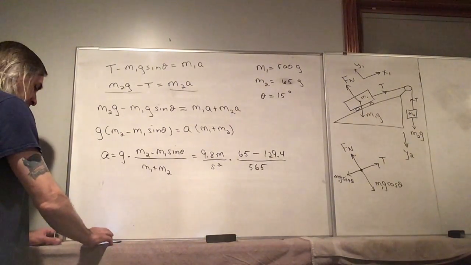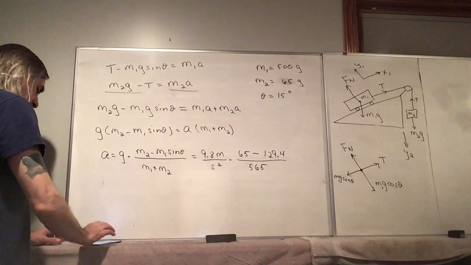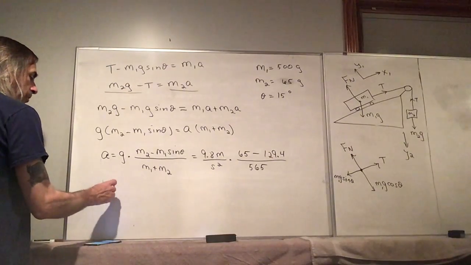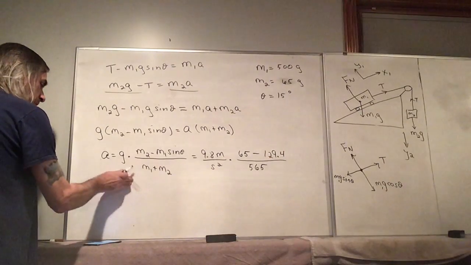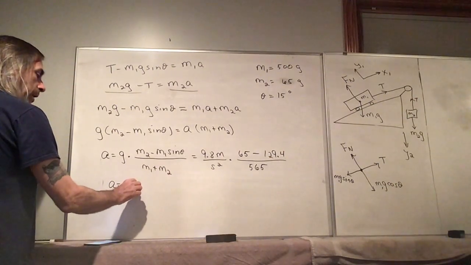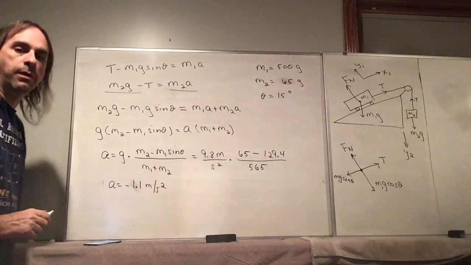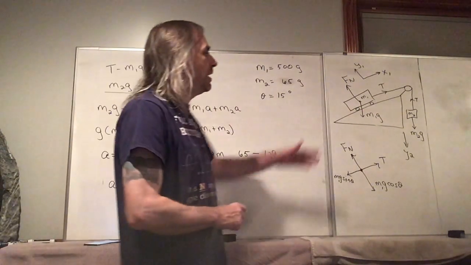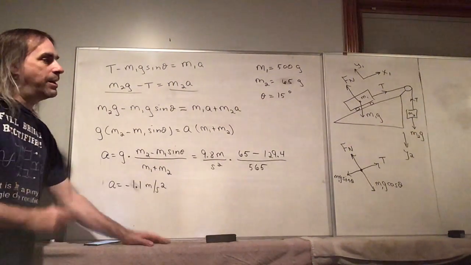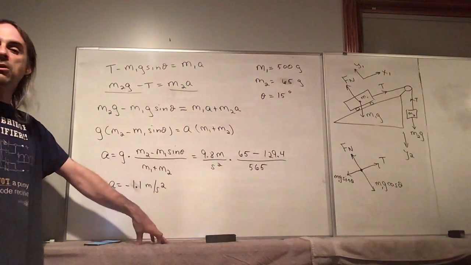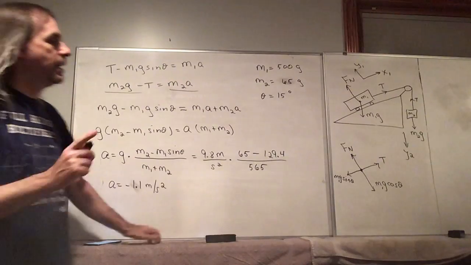So I'm just going to get a number. That fraction is about 0.11 and then times 9.8. So I'm getting an acceleration of, say, minus 1.1 meter per second squared. So all that minus means is it's accelerating down the incline instead of up. So in a sense, it doesn't matter how you pick your coordinate system. If you picked it wrong, well, you just get a negative sign.